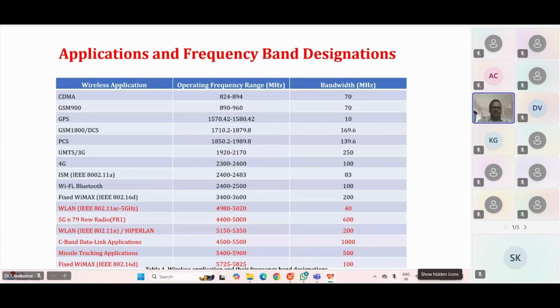And these band designations are taken from the FCC standards. In this particular band of resonance, in these applications, the antenna designs that I am going to discuss will be applicable, and those designs will be displayed.